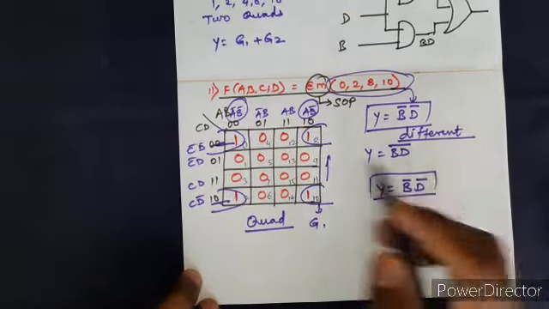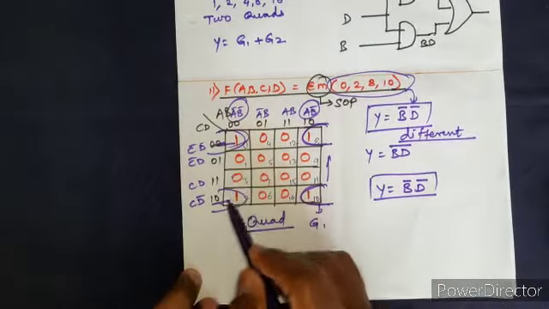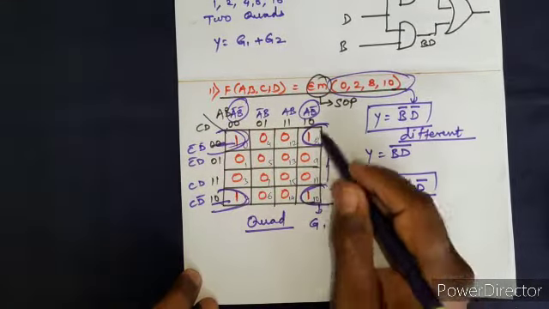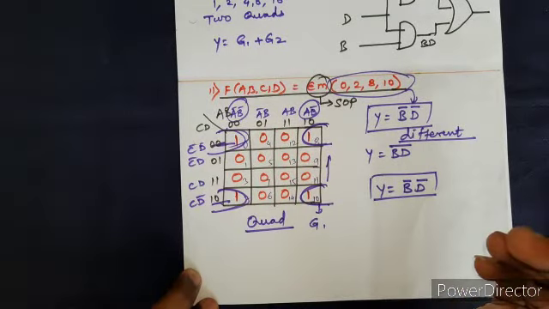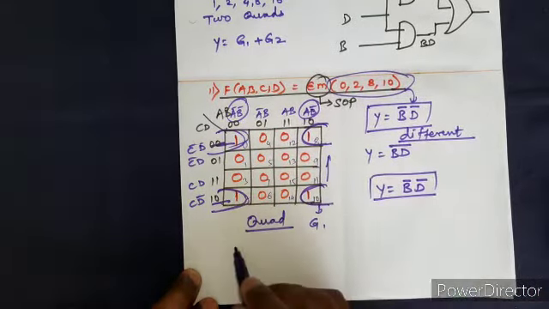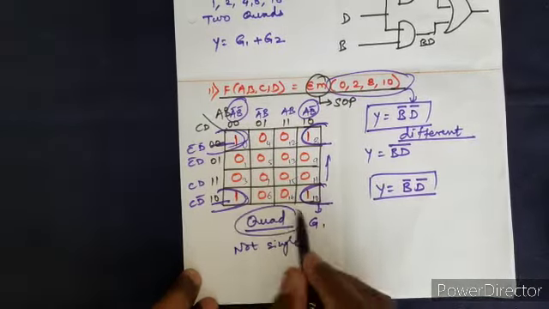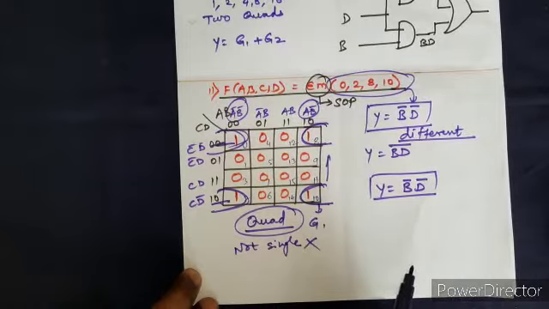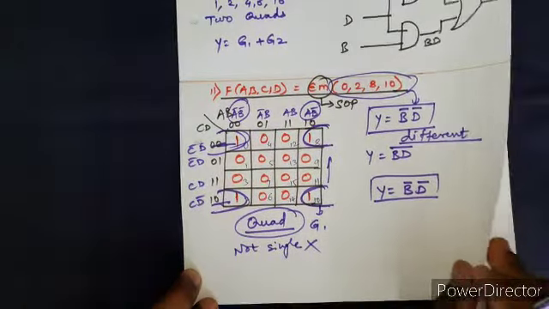Okay, so here we have seen how a quad can be formed from these corner adjacent cells, right? So this is not a single group, but it is a quad. All right.